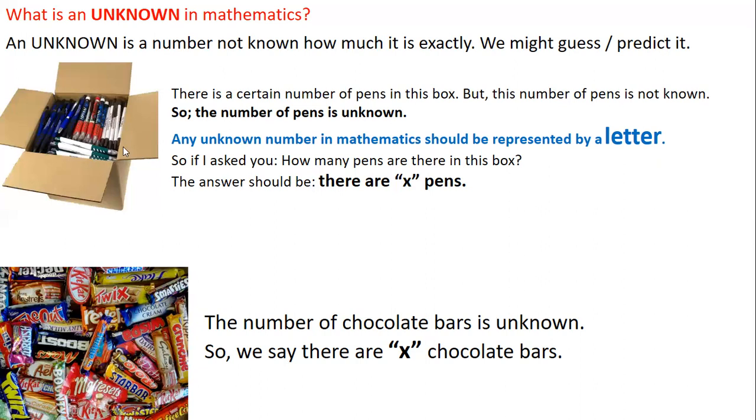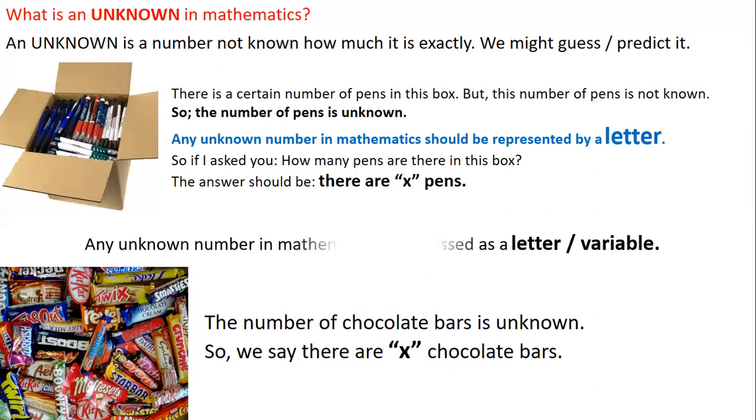Because I don't know the exact number, it is unknown, I use a letter to express the number of pens inside this box. Now, here, the number of chocolate bars is unknown. So we say there are X chocolate bars inside this picture. So any unknown number in mathematics is expressed as a letter or a variable.